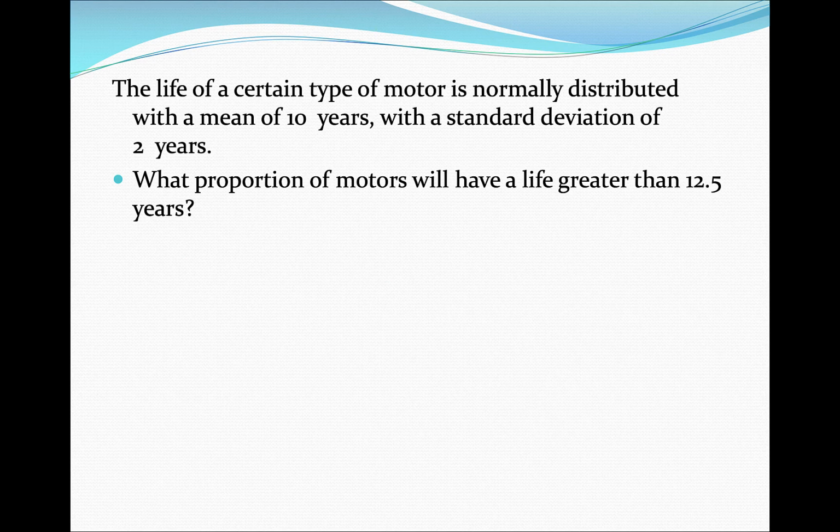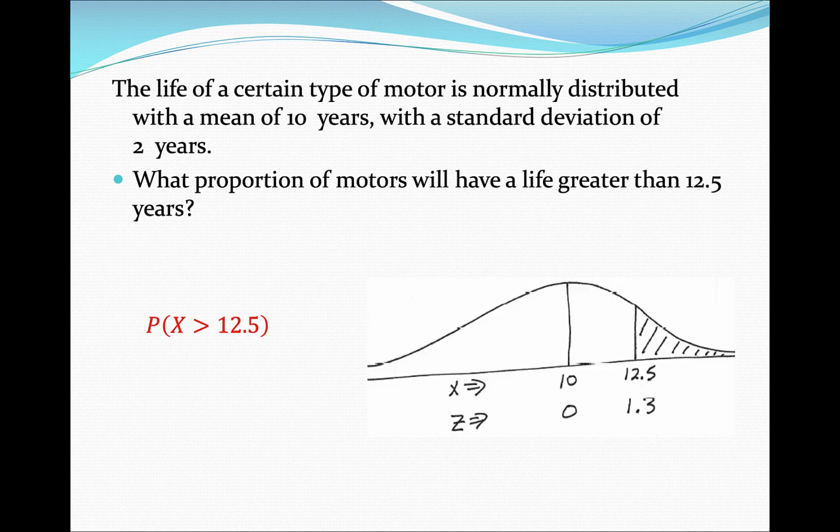What if we want to find this one? What proportion of motors will have a life greater than 12.5 years? So your probability statement is we randomly select a motor. What's the probability its life is greater than 12.5? The probability that x is greater than 12.5. Your picture. So 10, of course, is the middle again. 12.5 is over there to the right somewhere. Here we want greater than, so we shade that area to the right. We identify those. Those are of course our x values.